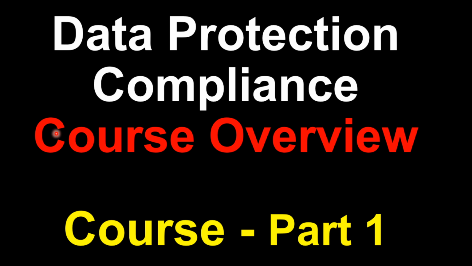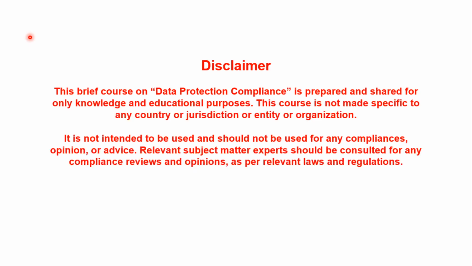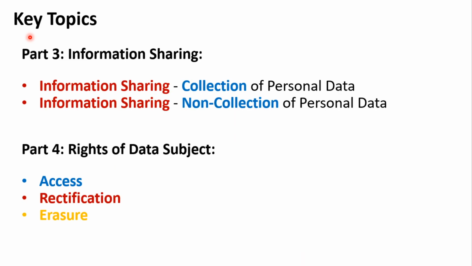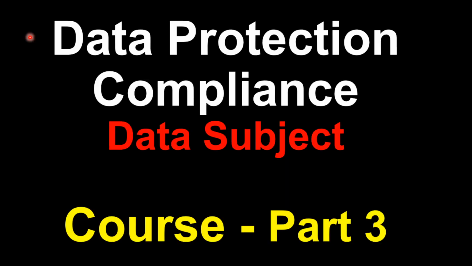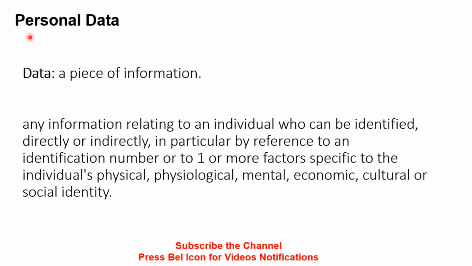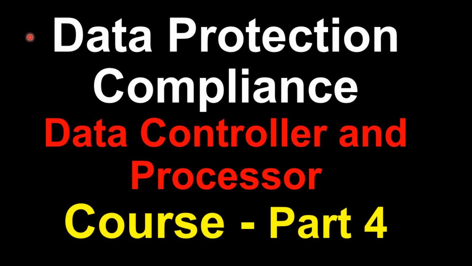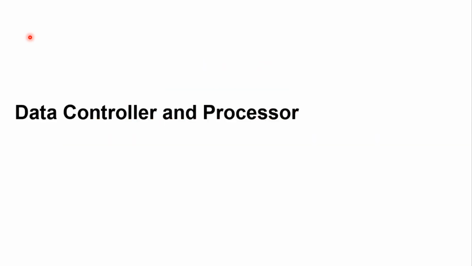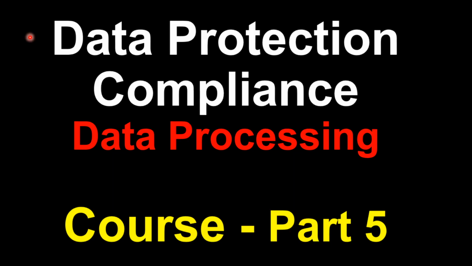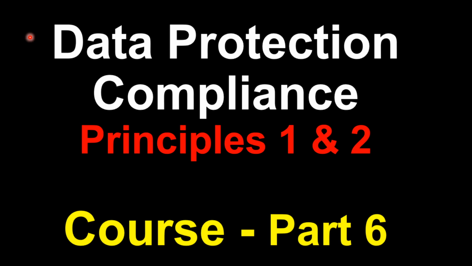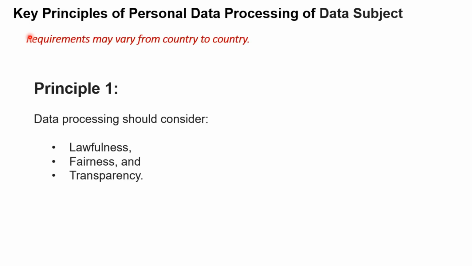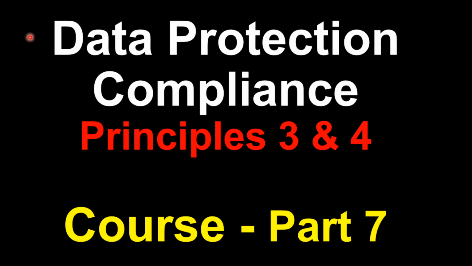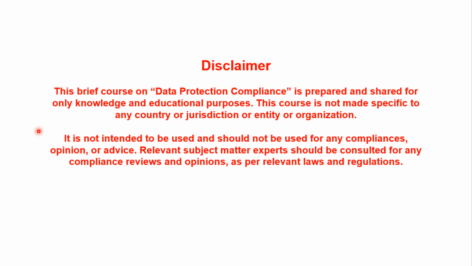If you have not watched the previous videos of this course, please watch those videos as well, because important concepts are discussed. In part 1 we discussed the overall overview of this course, then in part 2 we discussed data protection and its importance, and in part 3 we discussed the concepts of data subject and personal data, and the data controller and processor were discussed in part 4. And in part 5 we discussed data processing. What it takes to process the data is also discussed, and now we are discussing the key principles of data processing, and part 7 relates to principles number 3 and 4.